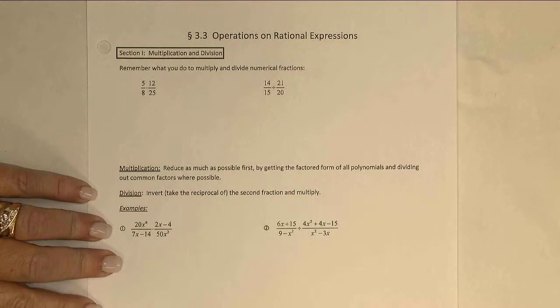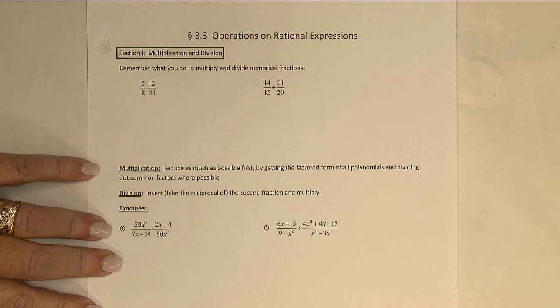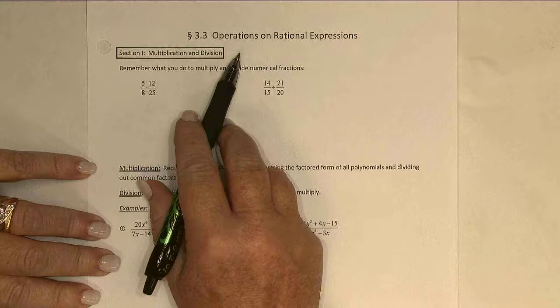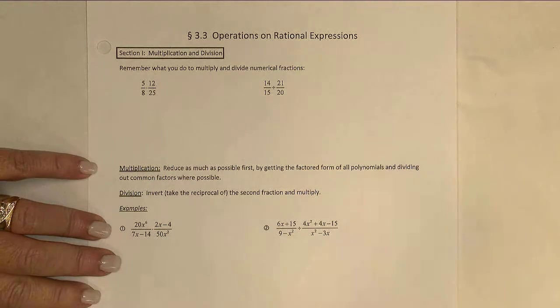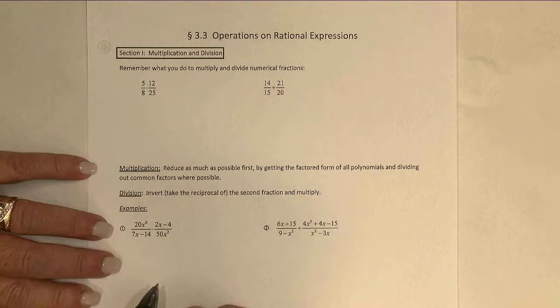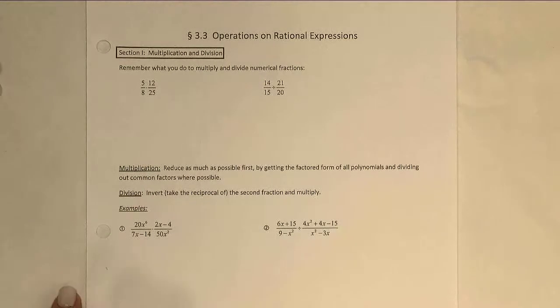This is Math 139, Unit 3, Section 3. The next thing we're going to do with our rational expressions is compute things with them, do operations like add, subtract, multiply, and divide. Everything that we do with our operations on algebraic fractions corresponds to what you already know about operations on numerical fractions.